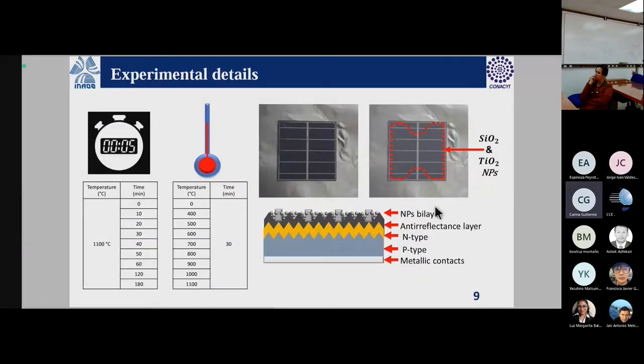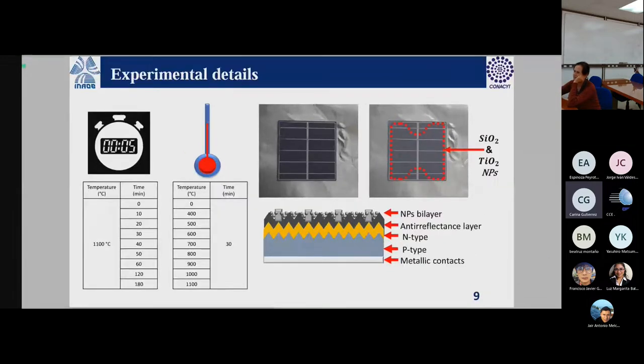Okay, and in our experimental details we can also see that these configurations were submitted to different thermal temperature parameters. For example, we modify the temperature in our case from 400 Celsius degrees to 1100 Celsius degrees. And then we deposit these nanoparticles on the solar cells, as we can see in this region.